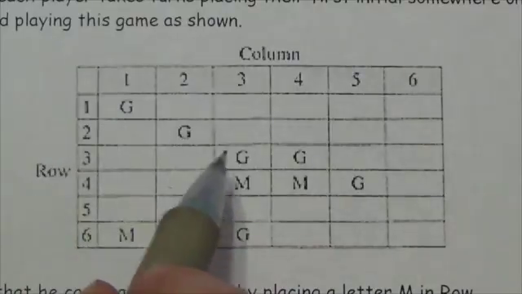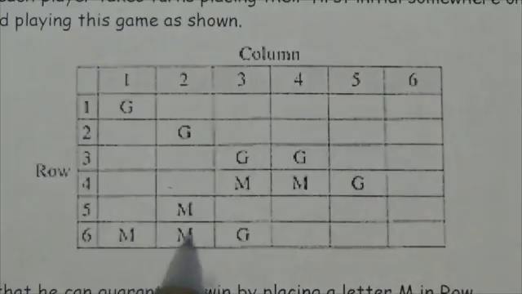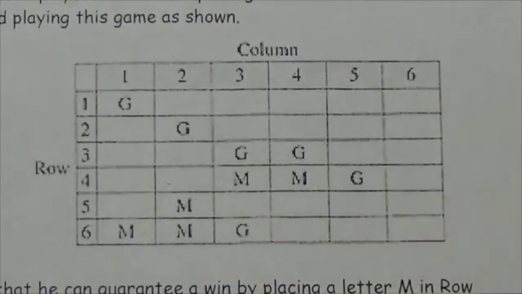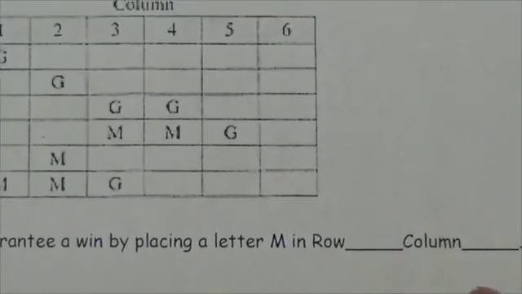Gina's gone 1, 2, 3, 4, 5, 6 times. Okay, Michael's gone 1, 2, 3, 4, 5 times. So it's Michael's turn right now. And because the question here says Michael determines that he can guarantee a win by placing a letter M, in what row and what column here?